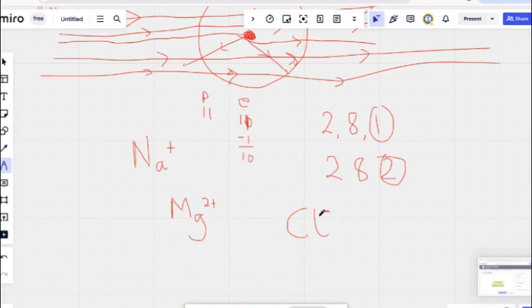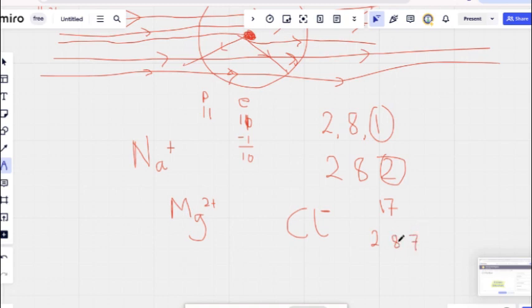When you receive an electron, you become negatively charged. Why are you negative? Chlorine's atomic number is 17. Since the atomic number is 17, the electronic configuration is 2, 8, 7. Meaning chlorine, if you have 8, you become stable.